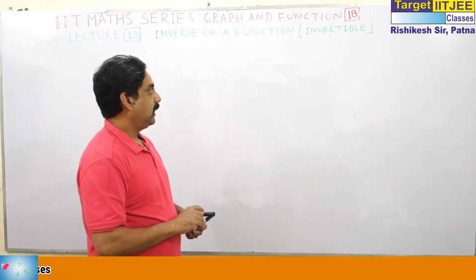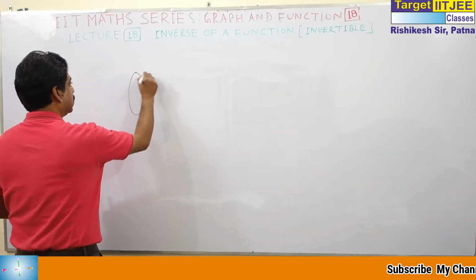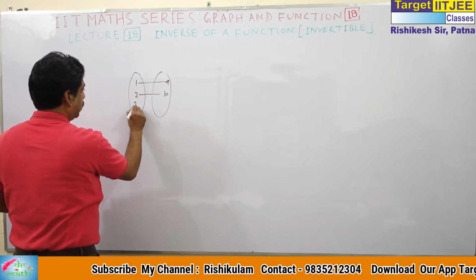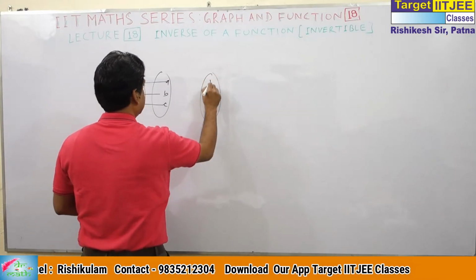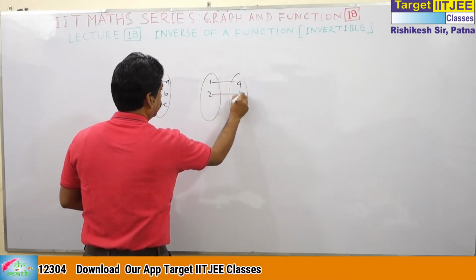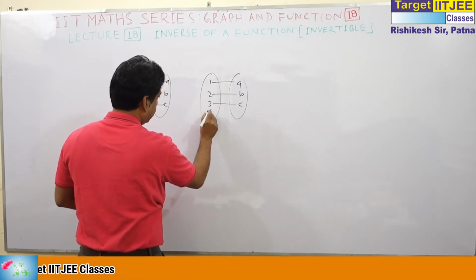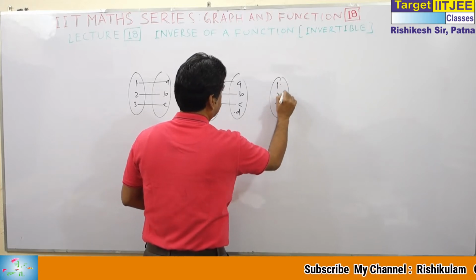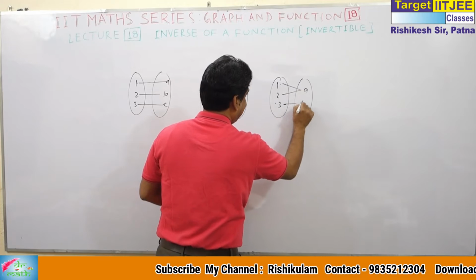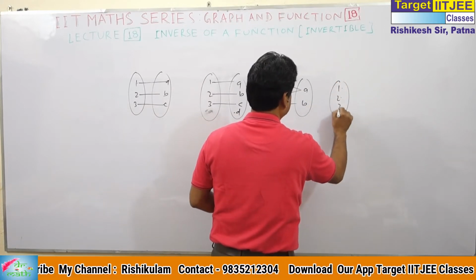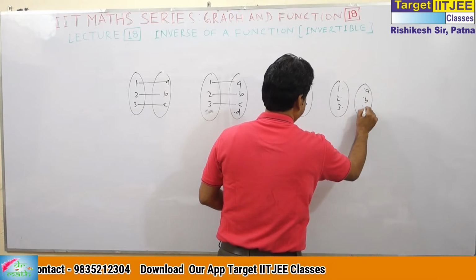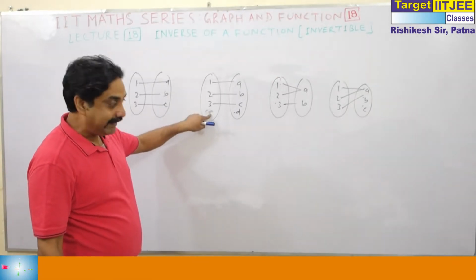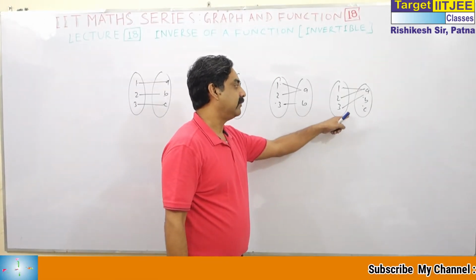Now see, among these, suppose I have taken this function: 1 to A, 2 to B, 3 to C. Likewise, 1 to A, 2 to B, 3 to C, and D. Likewise 1, 2, 3 and A, B. I have done these four. This is one-one onto, this is one-one into, this is many-one onto, and this is many-one into.